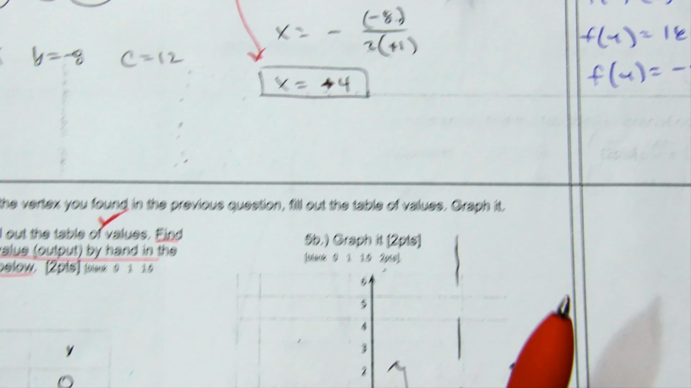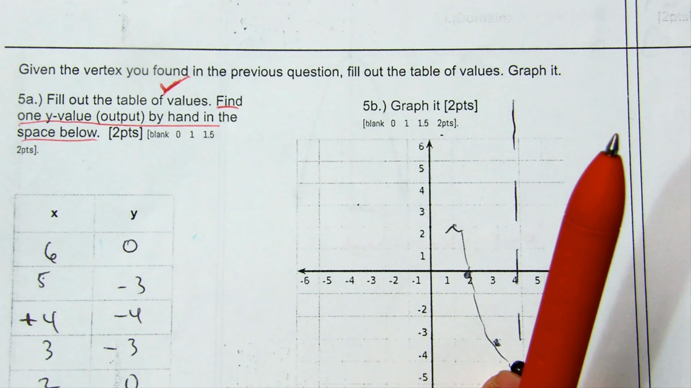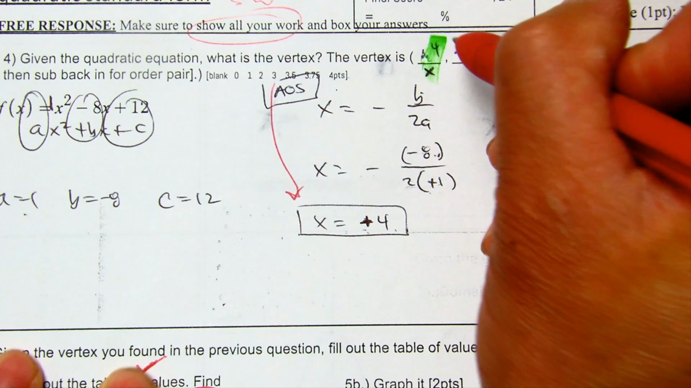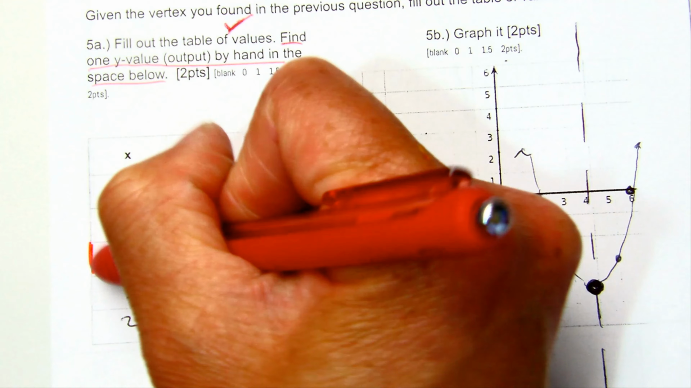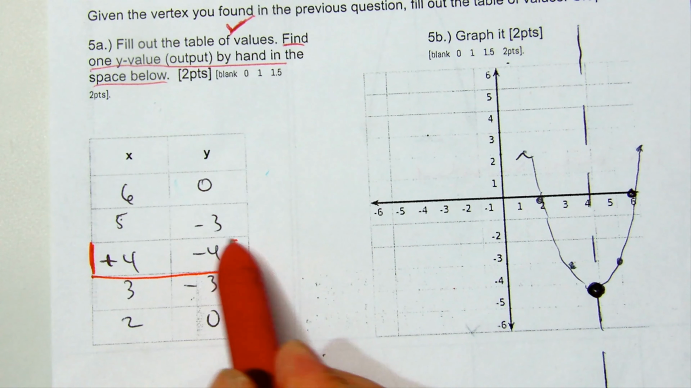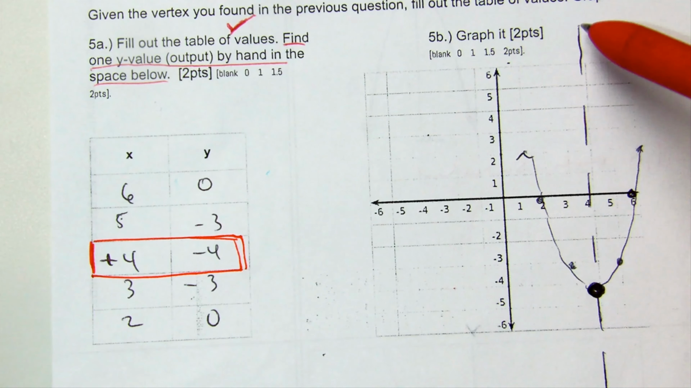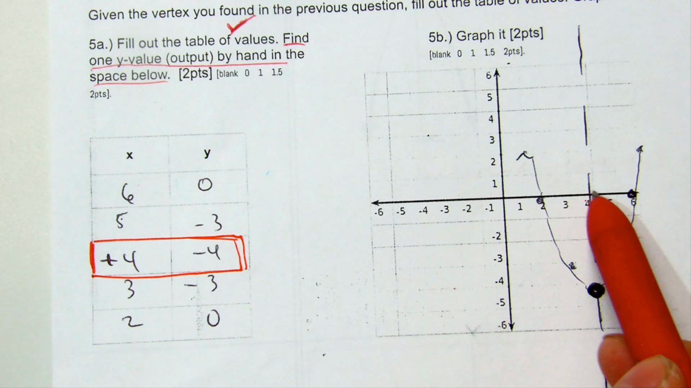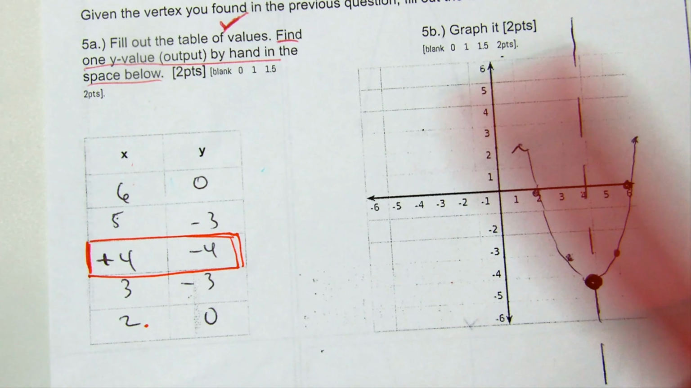Okay, next question. Given the vertex you found in the previous question, 4, negative 4 is going to go into my ordered pair, and it's going to go in the middle. It must go in the middle, always. Here is 4. You're going to pick 2 numbers to the right, 2 numbers to the left, counting by 1. And you can just input that into your calculator.